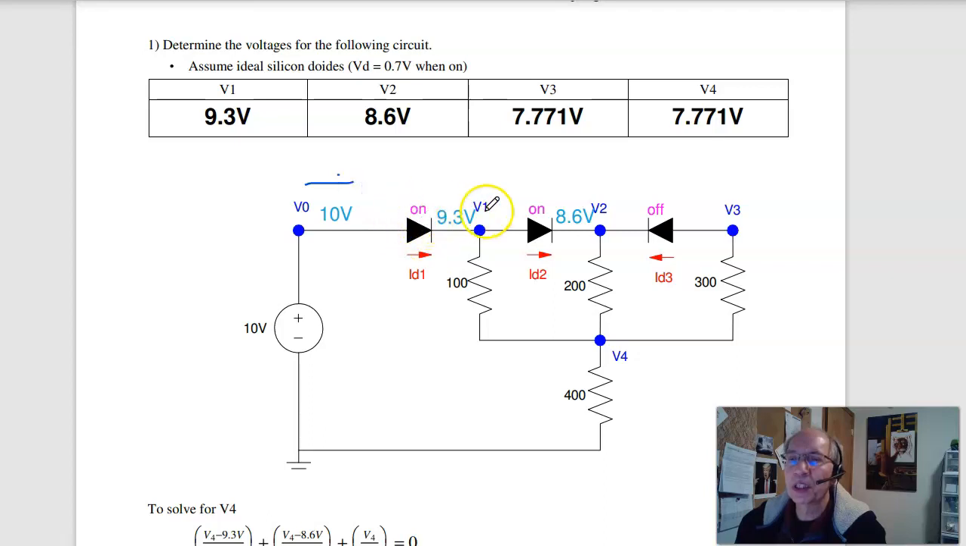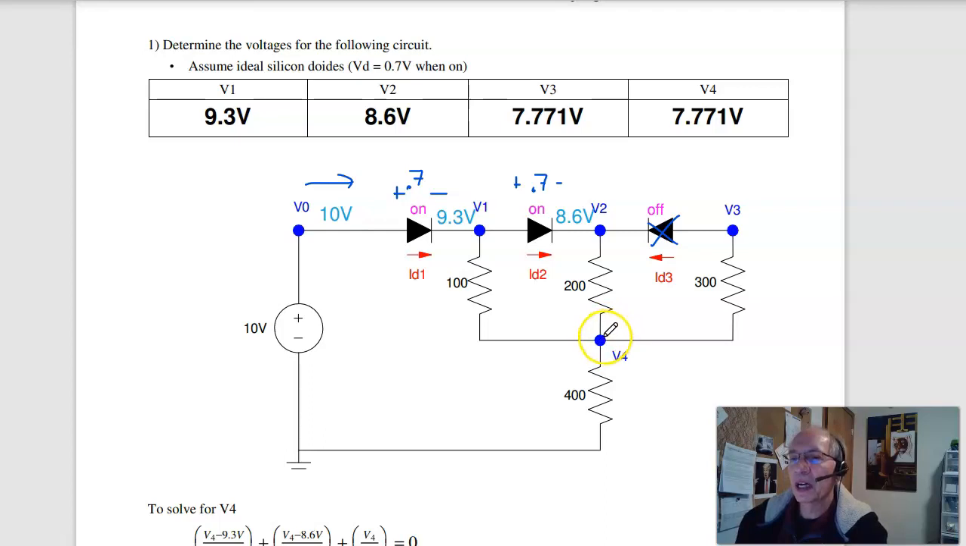So I've got 10 volts trying to push current this way. Probably diode 1 is on, probably diode 2 is on, probably 3 is off. So let's assume on, on, off. That makes it pretty easy. I've got 10 minus 0.7, the voltage drop across the silicon diode, gives you 9.3. 9.3 minus 0.7 gives you 8.6. And this one's off, so ignore it.